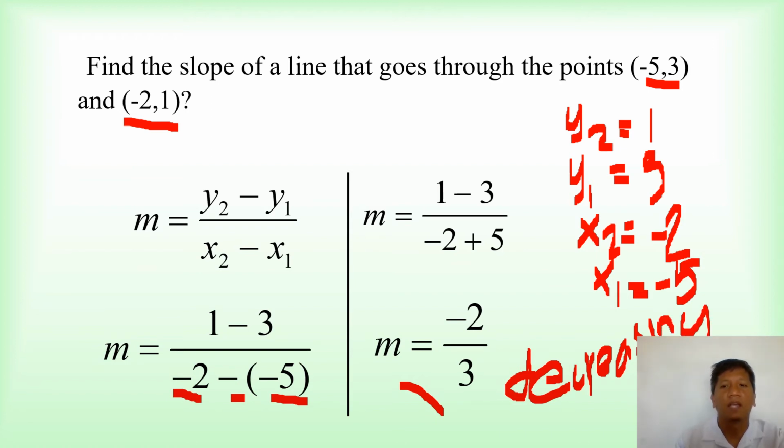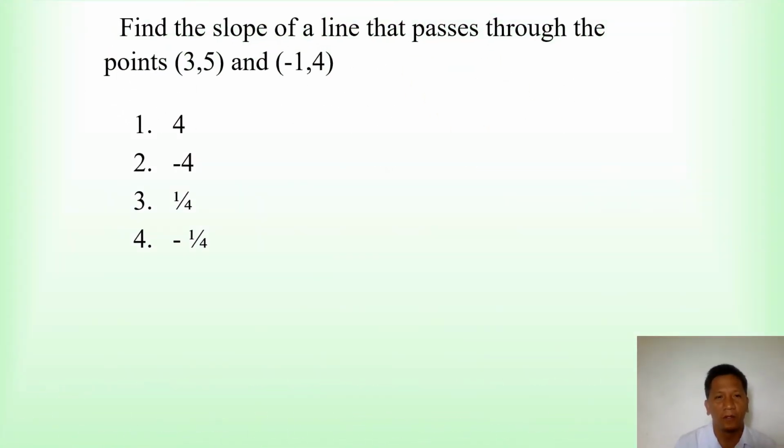Okay? Decreasing. Next. So the slope is negative 2 over 3. Okay. Next, let's find the slope of a line that passes through the points (3, 5) and (-1, 4). So here, given again 2 points, we're going to use our formula, and that is y sub 2 minus y sub 1 over x sub 2 minus x sub 1. Okay, I'll give you 1 minute again, my dear students, to answer this problem.